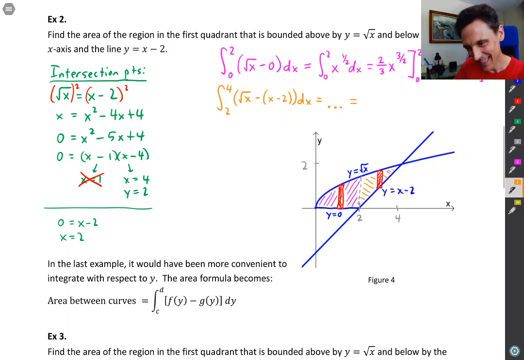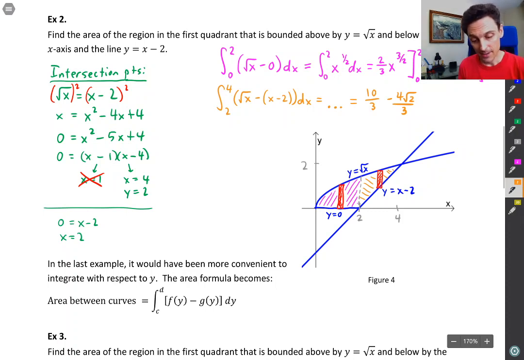All right, in the end, we end up getting something like 10/3 minus 4 root 2 over 3. Sorry, 4 root 2 over 3. Can't even copy down the answer right. All right. And so then we have the area of the right-hand region.